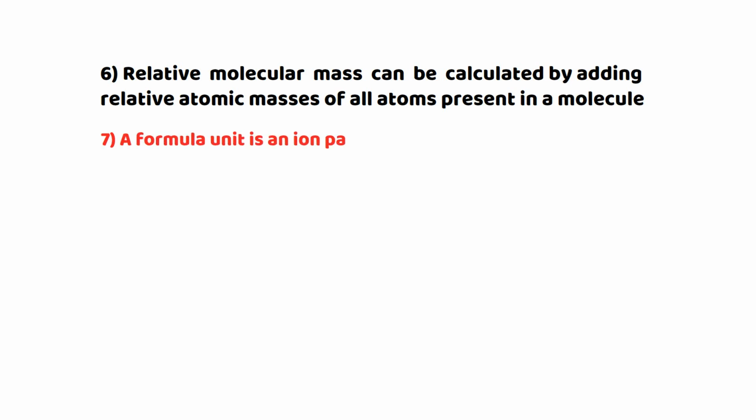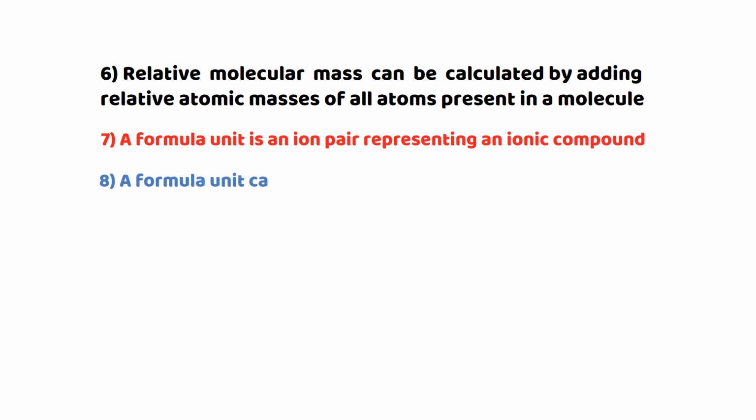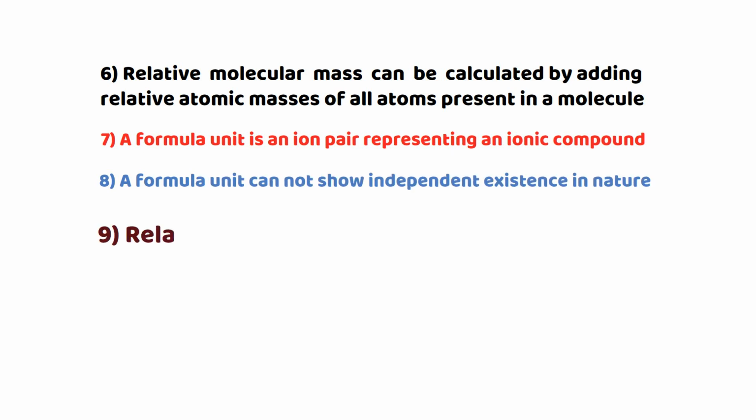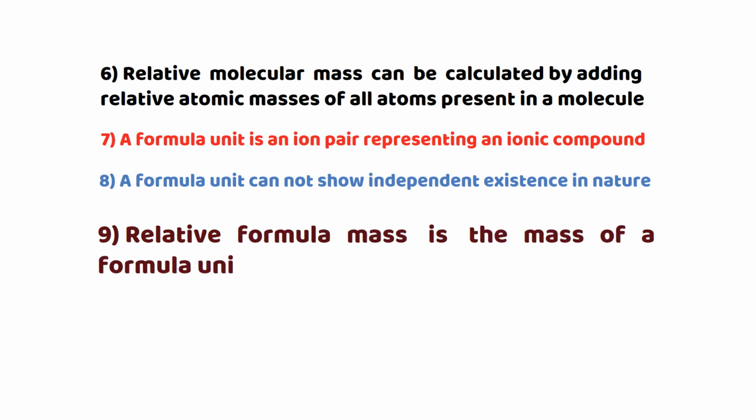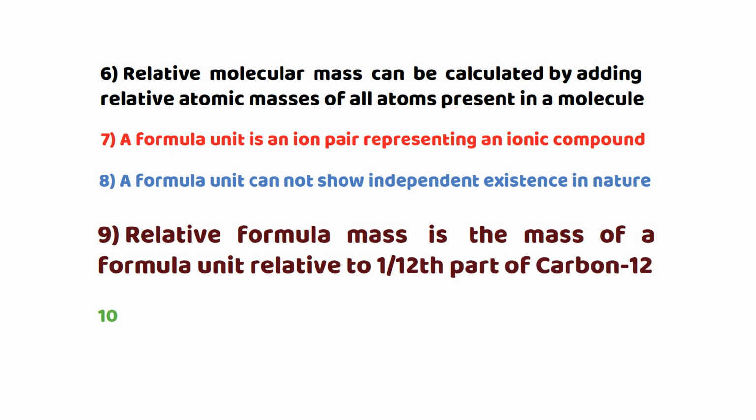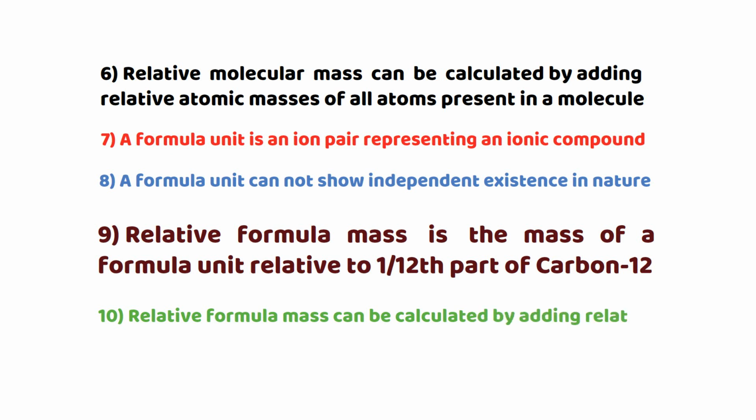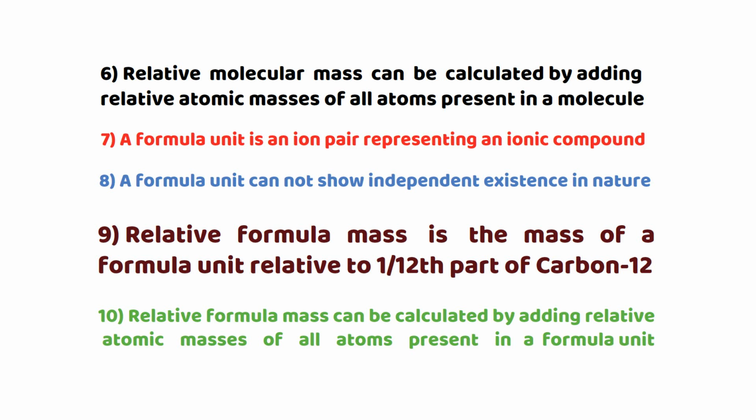A formula unit is an ion pair representing an ionic compound. A formula unit cannot show independent existence in nature. Relative formula mass is the mass of a formula unit relative to 1/12th part of carbon 12. Relative formula mass can be calculated by adding relative atomic masses of all atoms present in a formula unit.